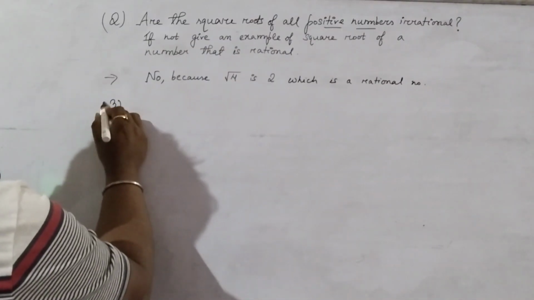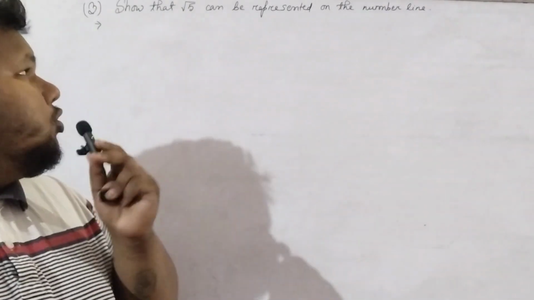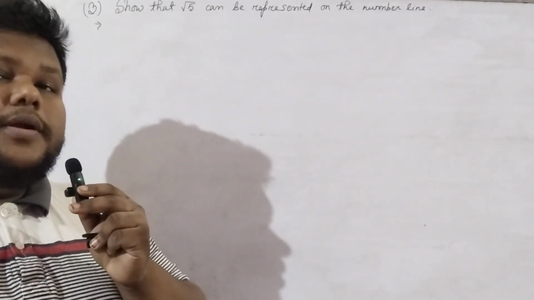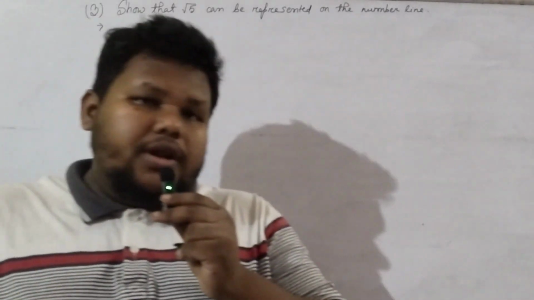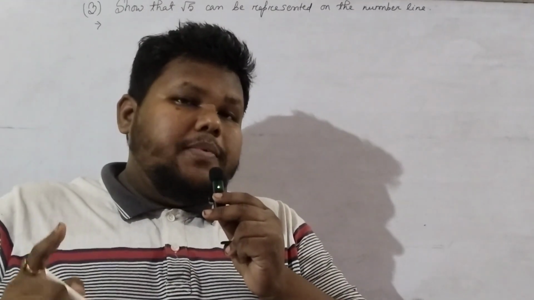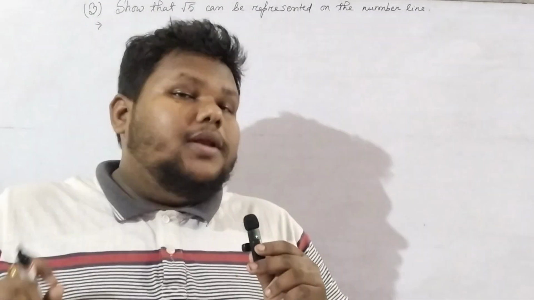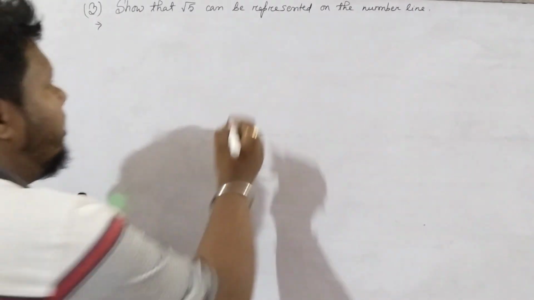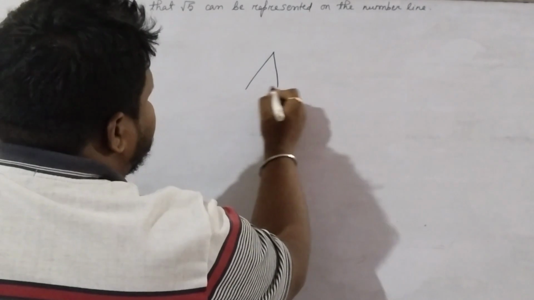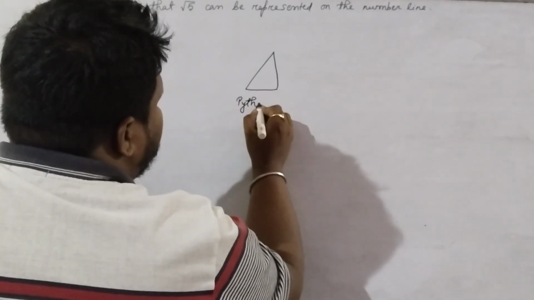So next, question number 3. Show that root over 5 can be represented on the number line. Now root over 5 is an irrational number, so we have to represent it on a number line. Okay, so before we do this, we have to recall one small thing, that is a Pythagoras theorem. I hope you remember. In a right angle triangle, what was Pythagoras theorem about?